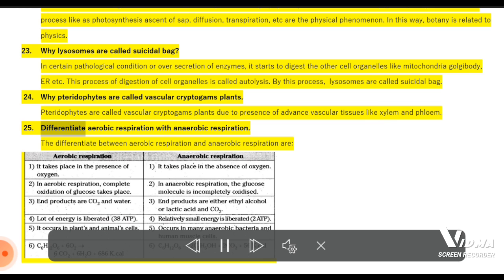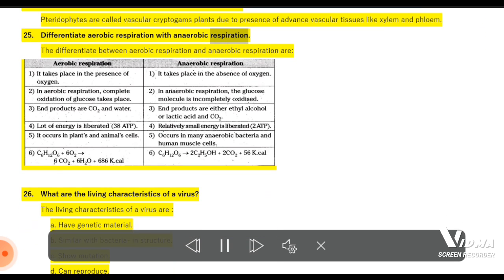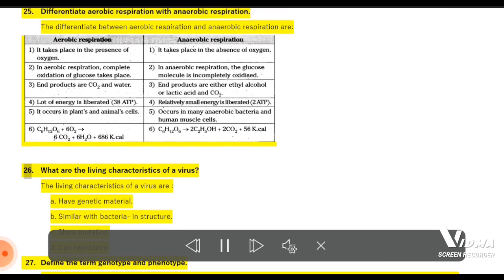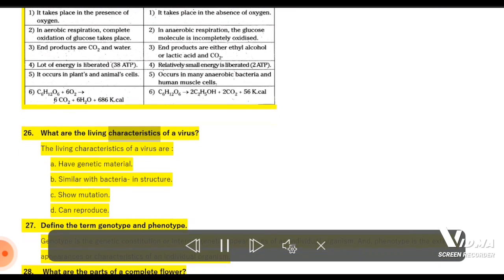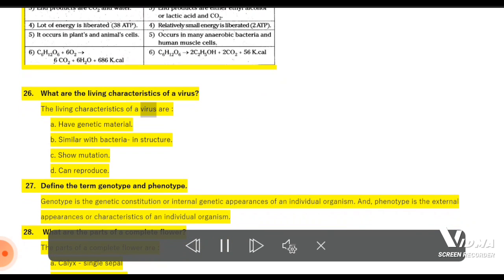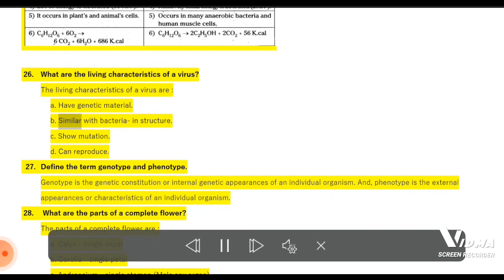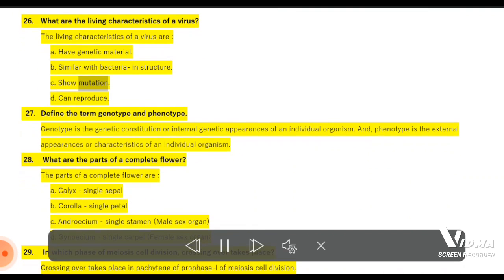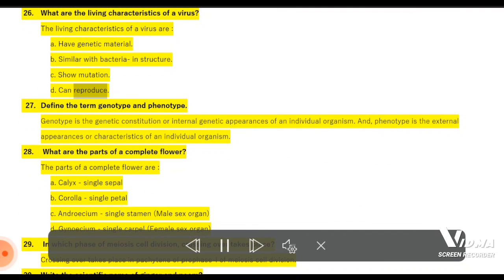25. Differentiate aerobic respiration from anaerobic respiration. The differences between aerobic respiration and anaerobic respiration are as follows. 26. What are the living characteristics of a virus? The living characteristics of a virus are: have genetic material, similar to bacteria in structure, show mutation, can reproduce.